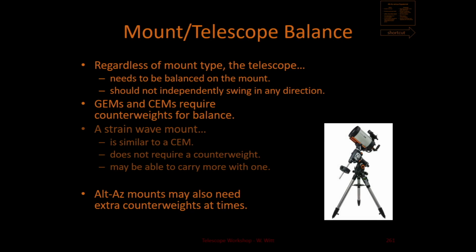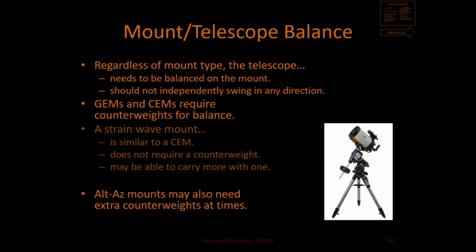The final thing here is balance. Regardless of the mount type, a telescope usually needs to be balanced on the mount. You didn't see me do this, but before you came, I was moving this back and forth. Right now there's a clutch holding it, but if I release the clutch, notice it just kind of hangs here. It's not obviously swinging this way or the other way. Does that make sense?